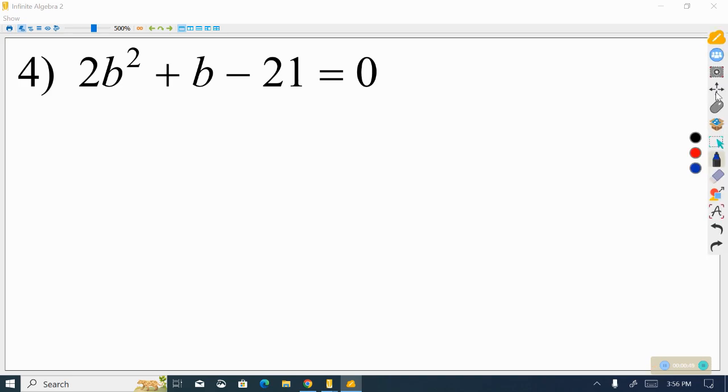So let's do an example. Okay, we're going to be working on problems that I didn't do in class. So we'll start with number 4. All right, the first step would be to rewrite the formula.